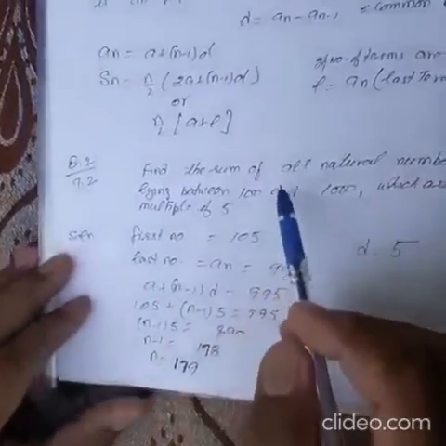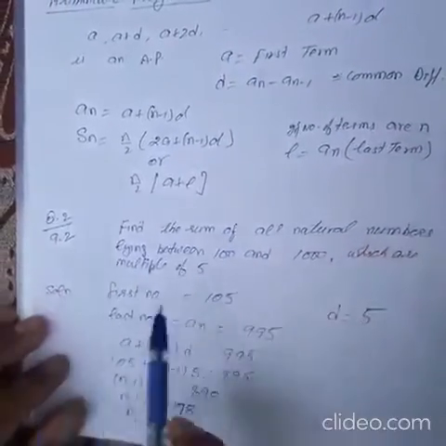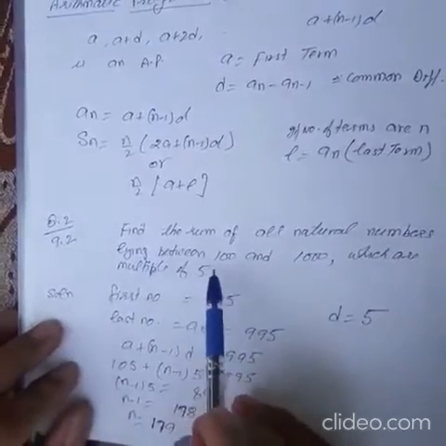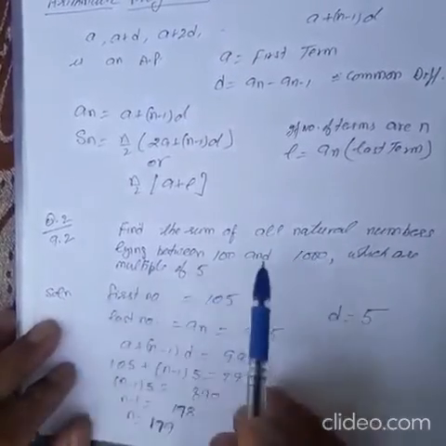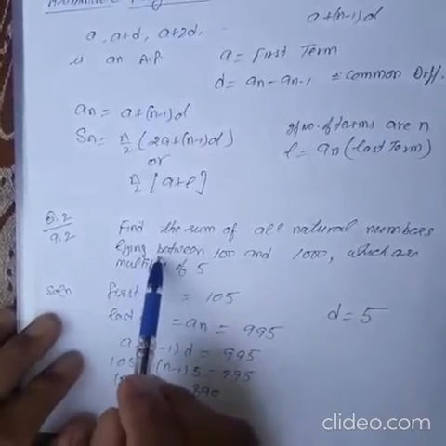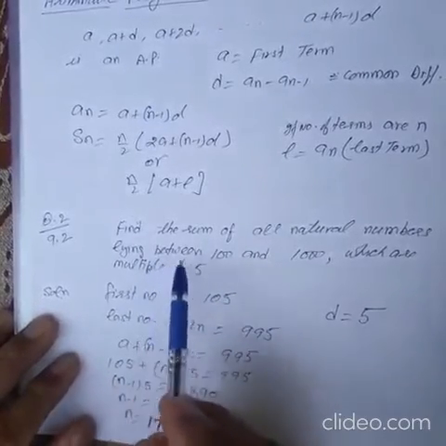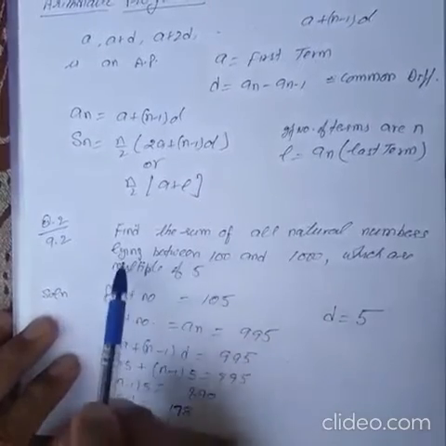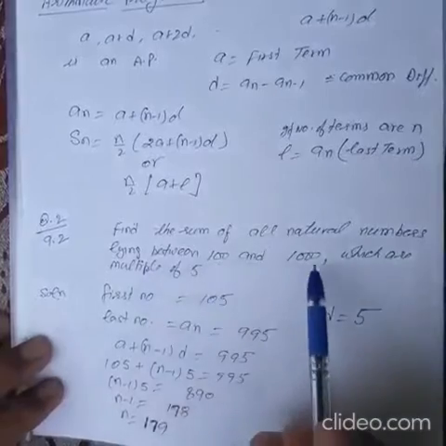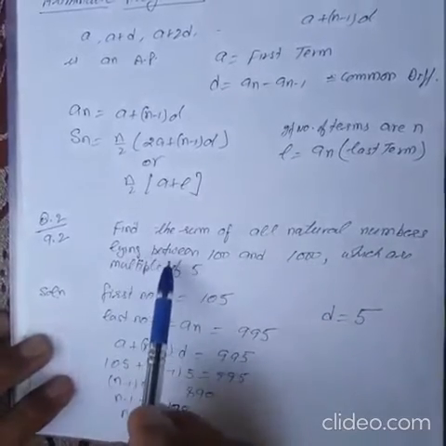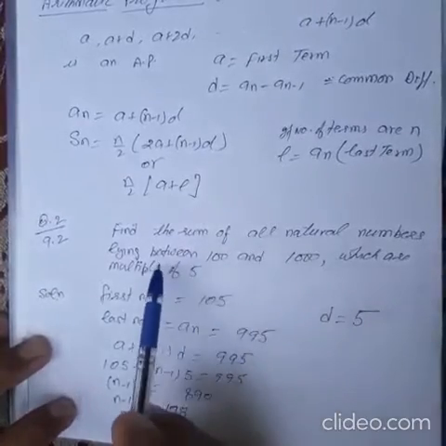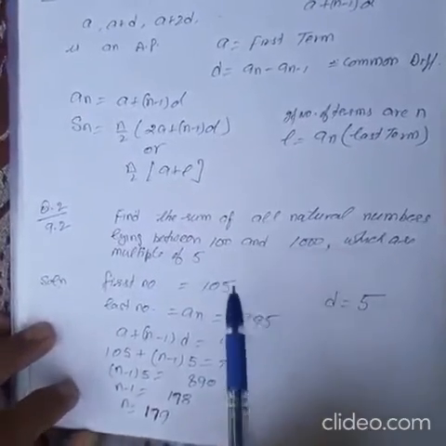So now question number 2. Find the sum of all natural numbers lying between 100 and 1000. Read the statement very carefully. Sometimes the word between is replaced by the word from. So lying between means the numbers will be between 100 and 1000. If lying from, then 100 and 1000 will be included. Here they are between, it means they will be excluded.